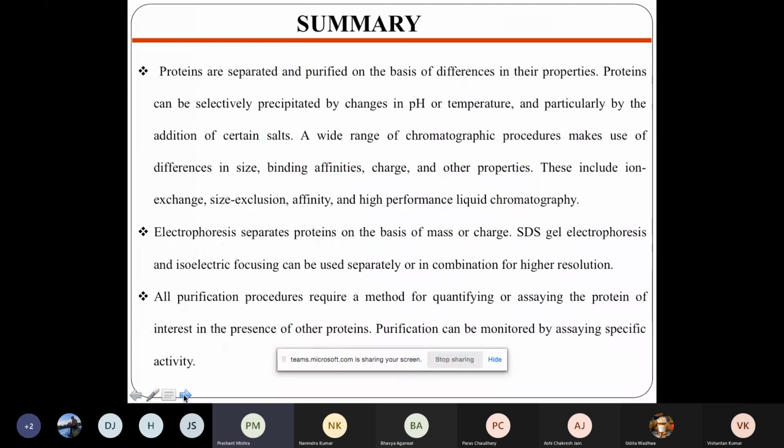So in summary, we have talked about how proteins can be separated and purified on the basis of differences in their properties. Proteins can be selectively precipitated by change in pH, temperature, and particularly by addition of certain salts. If I change the pH, some proteins can be precipitated, depending on their charge. If there is no net charge, the protein will be precipitated. This can be demonstrated very simply by changing the pH.